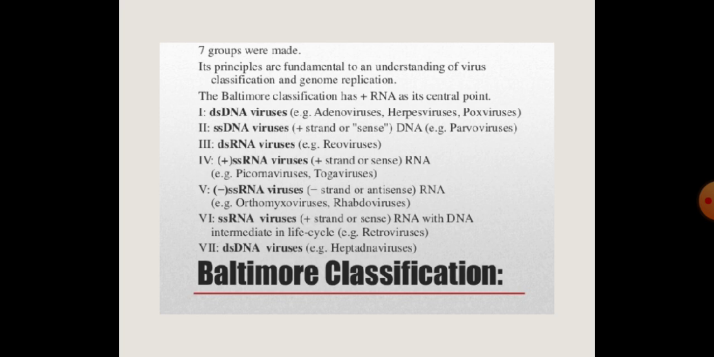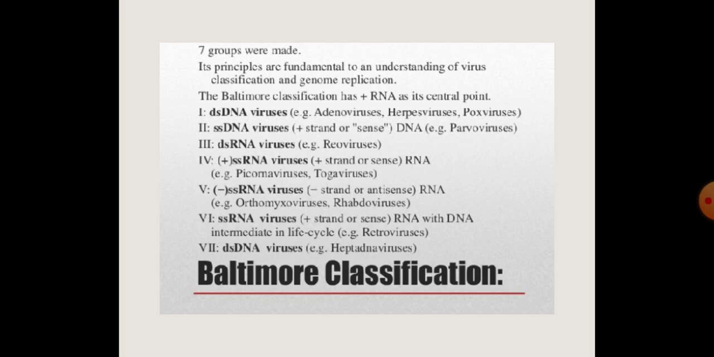The second one is single-stranded DNA viruses, present in the parvoviruses. Third is double-stranded RNA viruses, for example reoviruses. Fourth is plus strand, sense single-stranded RNA viruses, for example togaviruses. Fifth is minus strand single-stranded RNA viruses, with antisense RNA, for example rhabdoviruses.